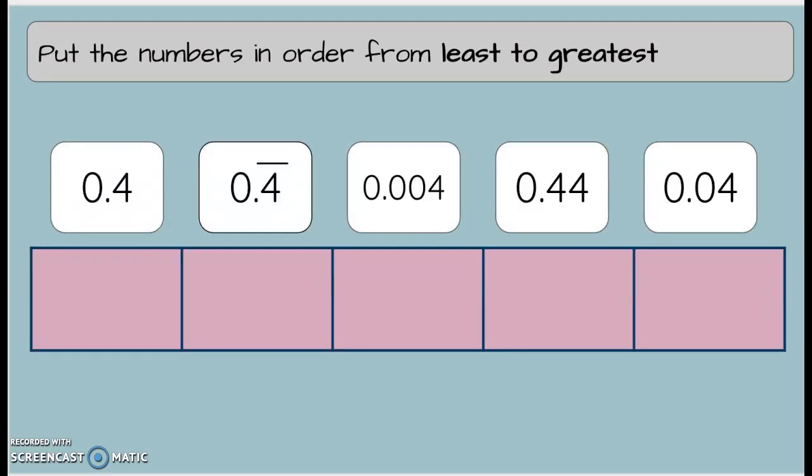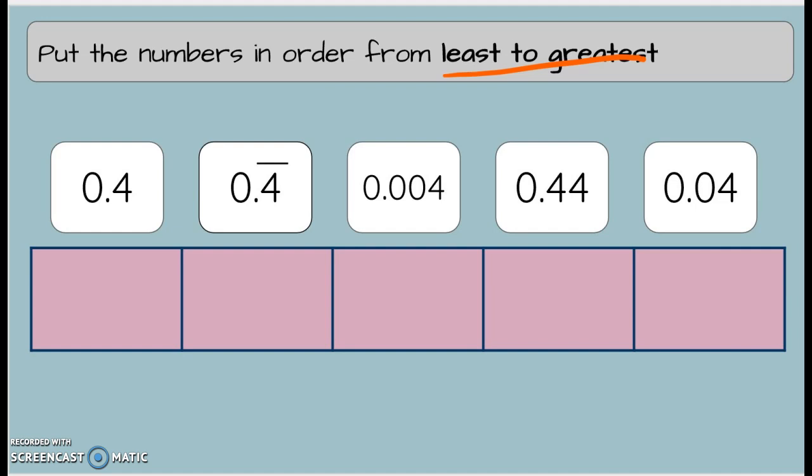When ordering numbers from least to greatest, it's important to have all the numbers in the same form. In this case, these are all in decimal form. And it's important to be able to look and compare these numbers. So I like to have the same amount of decimals.